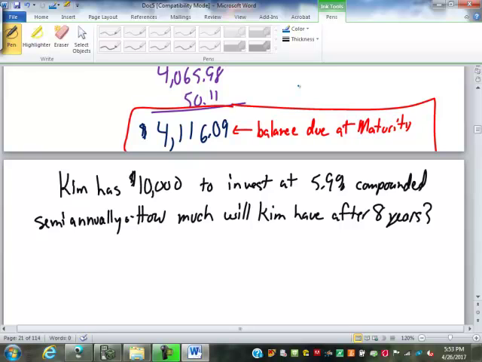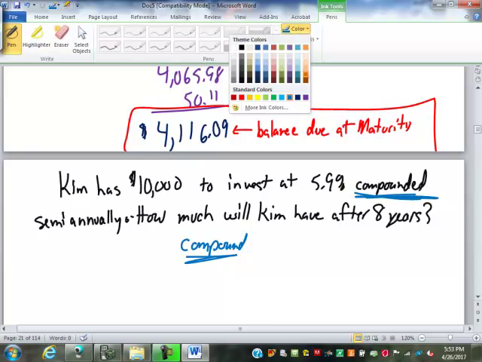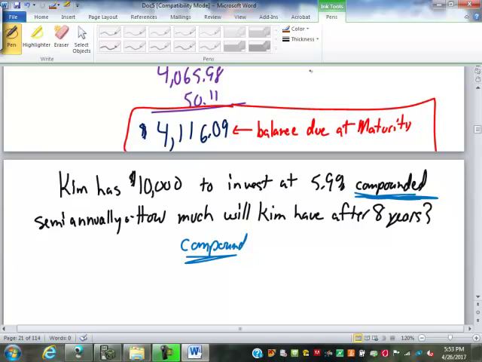Well, I'm not going to ask the silly question. What type of interest is this? Compound interest, because it says compounded. Future value or present value? Remember, future value, we know how much we're starting with, and we want to know what we're ending with. Present value, we know what we want to end with. We need to figure out how much to start with. This is a future value.